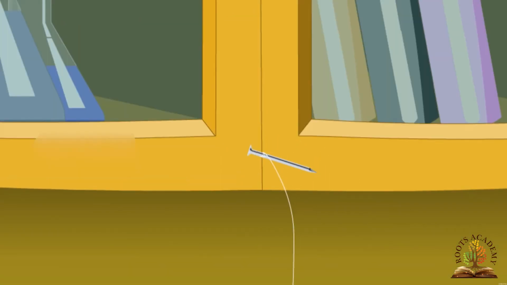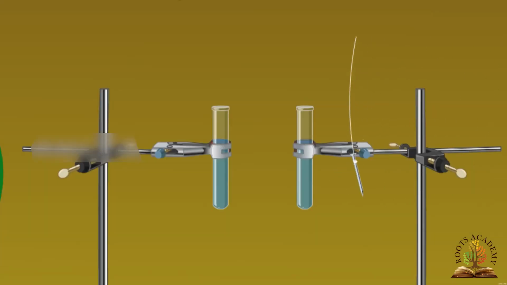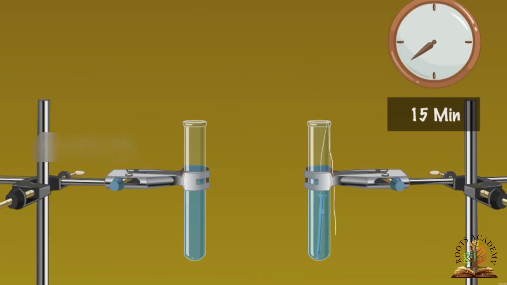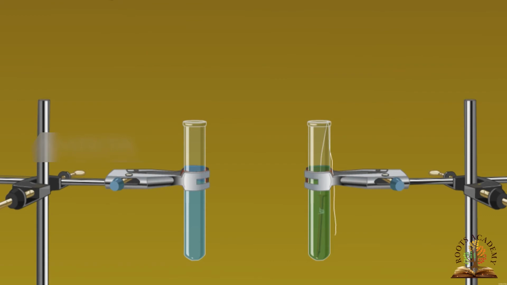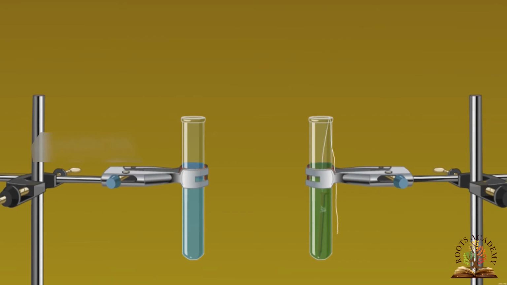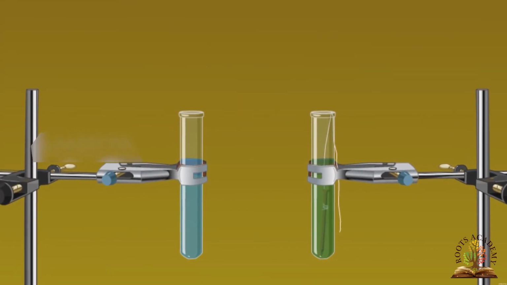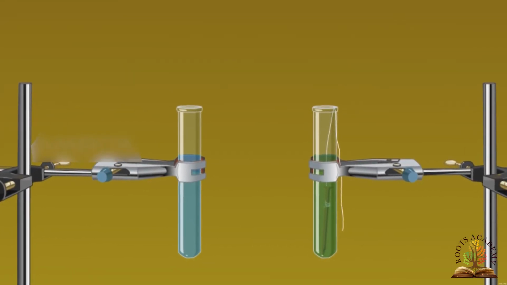Tie 1 nail with a thread. Immerse this into one of the test tubes containing copper sulfate solution. Keep the 2 test tubes undisturbed for about 15 minutes. After 15 minutes, the color of the copper sulfate solution containing the iron nail turns light greenish, whereas the color of the solution in the other test tube does not change.